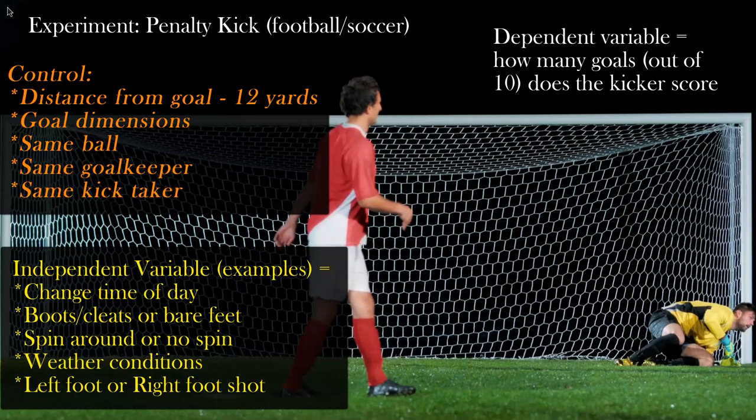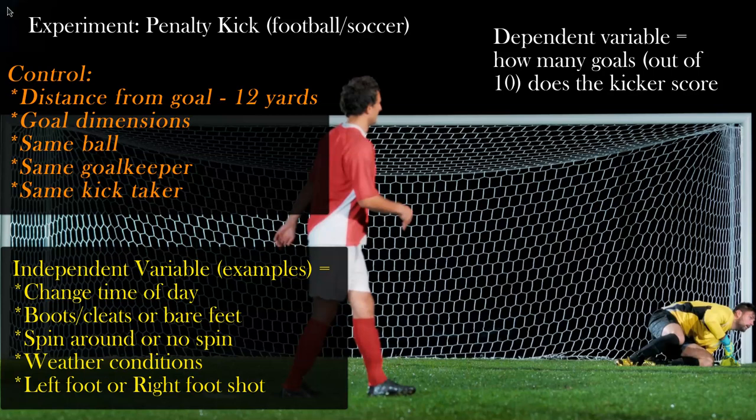Maybe you have the goalkeeper wear gloves or no gloves, or the striker wear cleats or boots, and shoot with the left foot or the right foot, or spin around 5 times and then shoot, or have no cleats or boots on at all and shoot barefoot. Those are all things you can change. Maybe shoot at nighttime, shoot in daytime, shoot with the sun in their eyes or sun behind their back. So you can change all these variables.